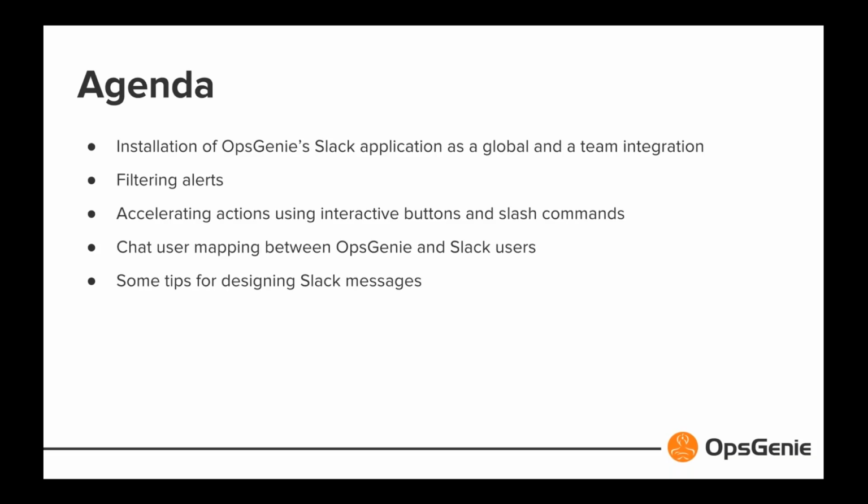Well, before I begin to show the application, I would like to share our agenda today. So we will start with the installation of Opsgenie Slack application, and we will do it as a global integration and a team integration. Don't worry, I will talk about them in detail. Then we will talk about how to filter alerts using the configuration options on the Slack integration. And then we will see how interactive buttons in our application work together with the slash commands. And an important feature of our Slack application, chat user mapping, we will talk about this in detail as well. And finally, I will share some tips for designing Slack messages.